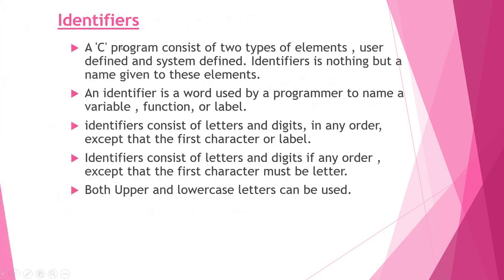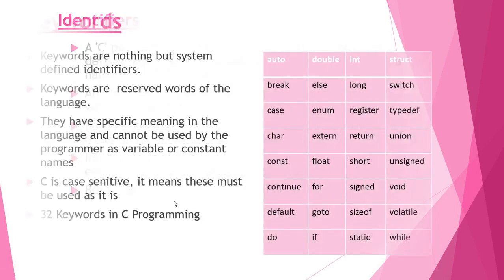First one is identifiers. A C program consists of two types of elements, user-defined and system-defined. Identifier is nothing but a name given to these elements. An identifier is a word used by a programmer to name a variable, function, or label. Identifiers consist of letters and digits in any order except that the first character must be a letter. Both upper and lower case letters are used.